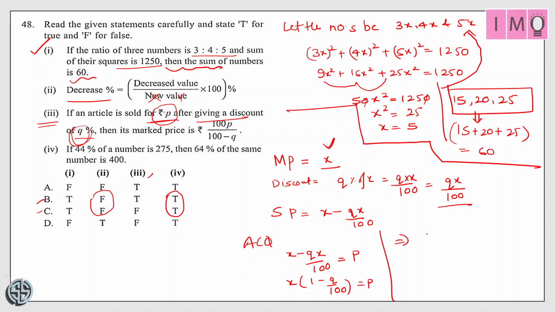Now if you further solve, you can write, take LCM 100, it will become 100 minus Q upon 100, and that is equal to P. Now if you solve for the value of X, you will get 100 P upon 100 minus Q. I have cross multiplied and got my answer as this. So you can see this is equal to that. So this is the correct option. So the third option is also true. So this is our correct answer. Option B is correct, right?